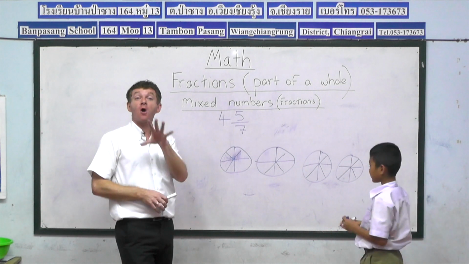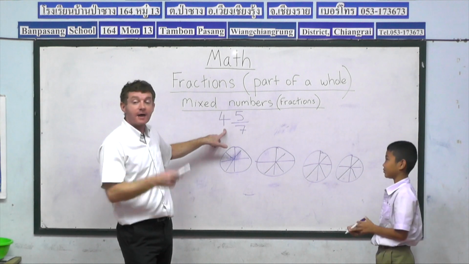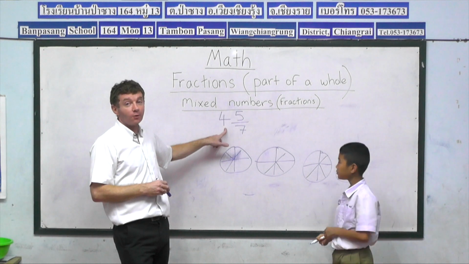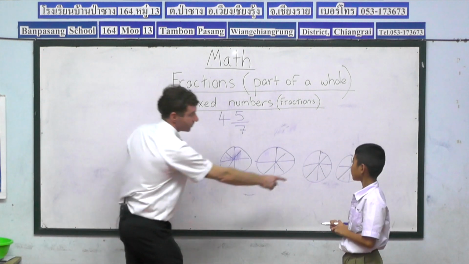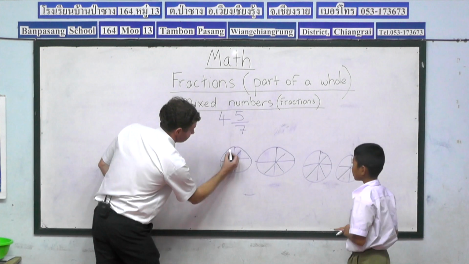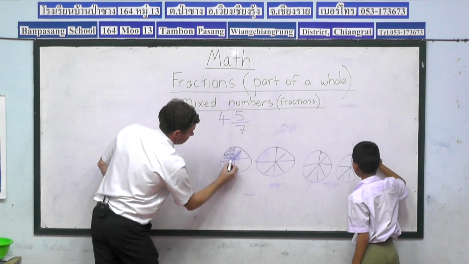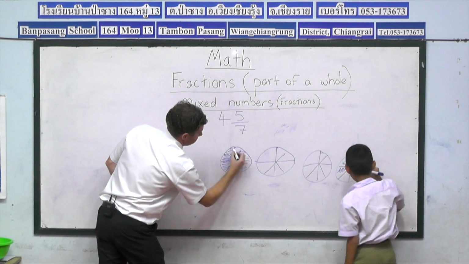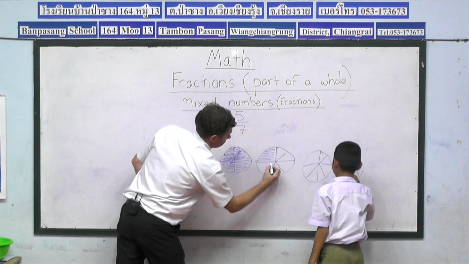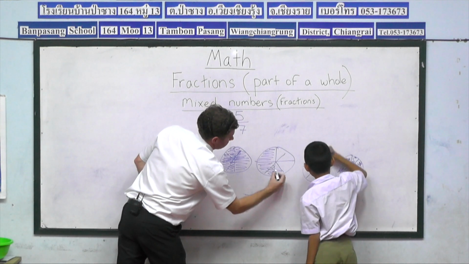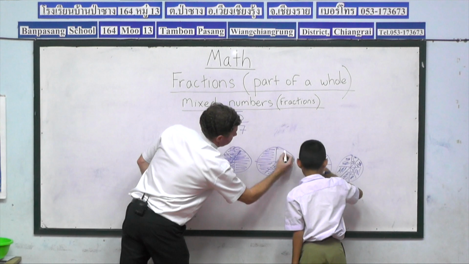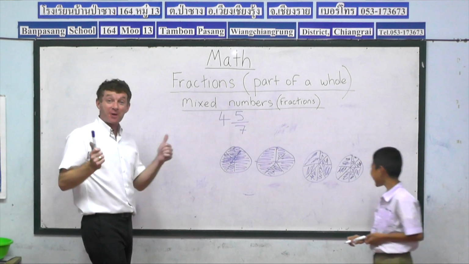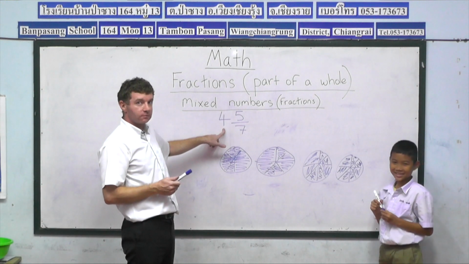Excellent. Now these are our whole circles, four. So how many parts need to be coloured in? All of them. When we're talking about the wholes, every part needs colouring in. So Bang Pon, let's colour them all in together. Ready? You can start there. Excellent. Okay, so now we've got our four wholes.